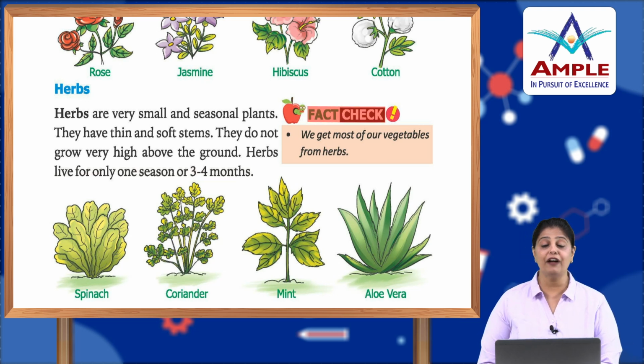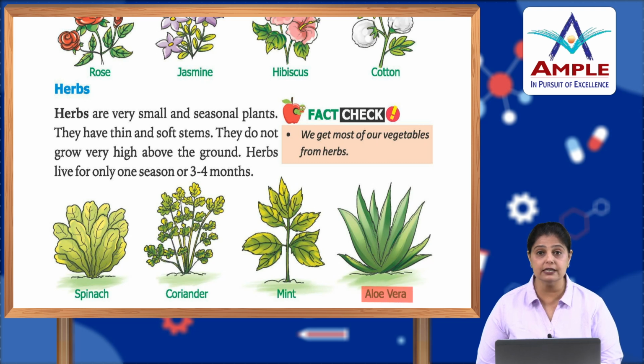Now, fact check. We get most of our vegetables from herbs. Spinach, coriander, mint, and aloe vera are all different types of herbs. You must have seen that most of these are used in your day-to-day cooking by your mom.